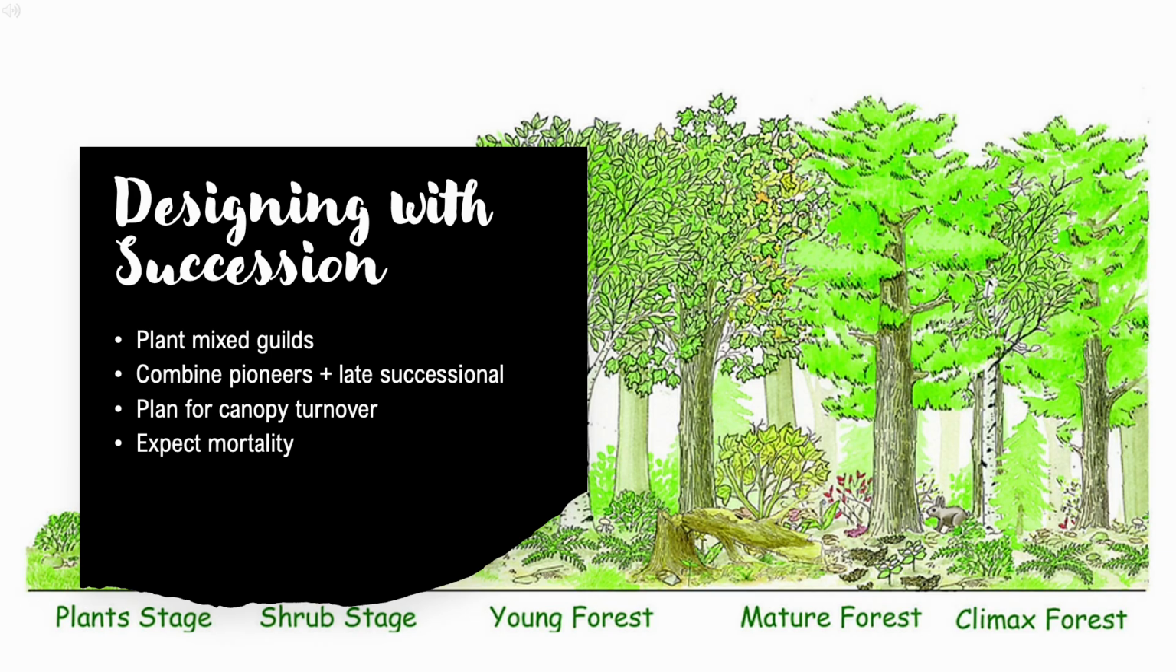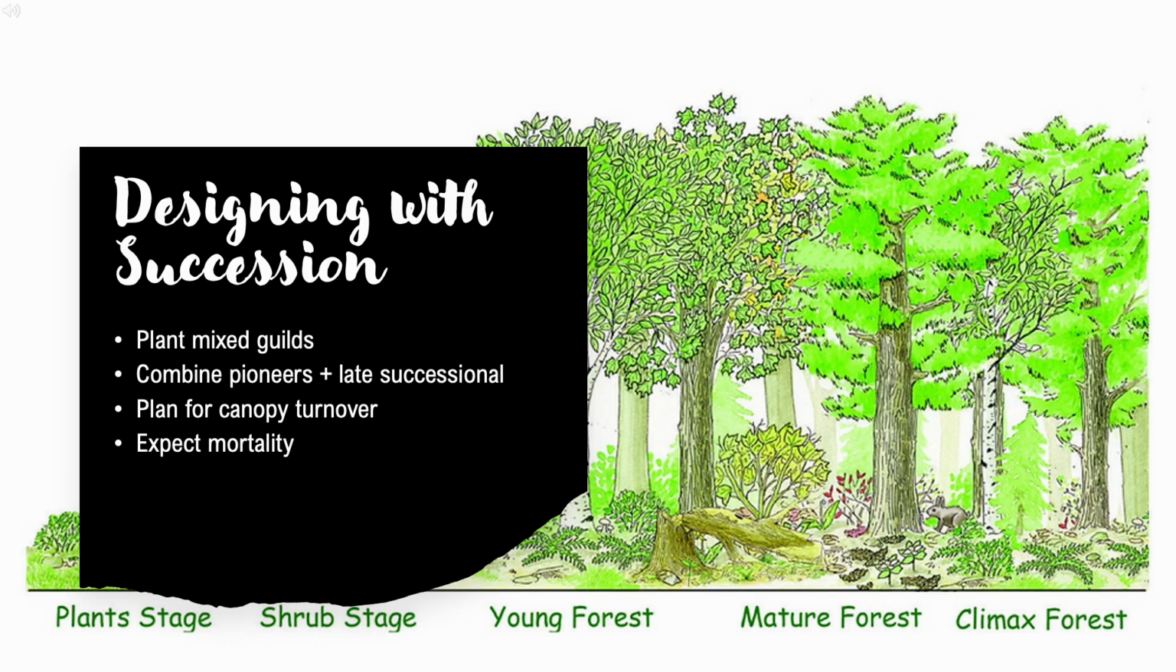Combining pioneers plus late successional species is core of what's sometimes called the framework species method, developed originally in Thailand, where a small suite of fast-growing canopy-forming species is planted to create forest structure quickly, while more diverse understory and canopy species are added subsequently.